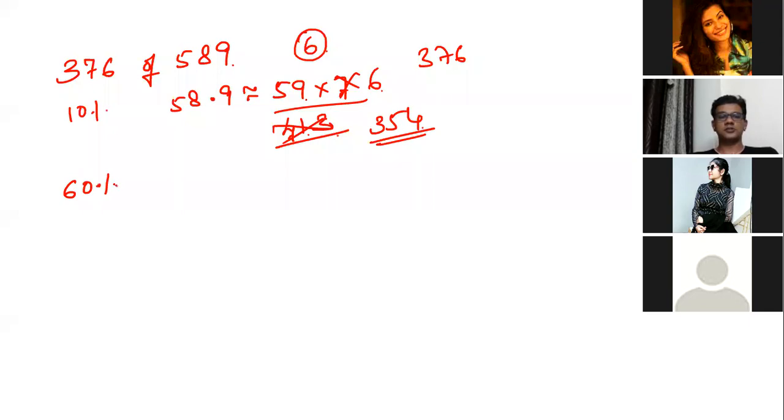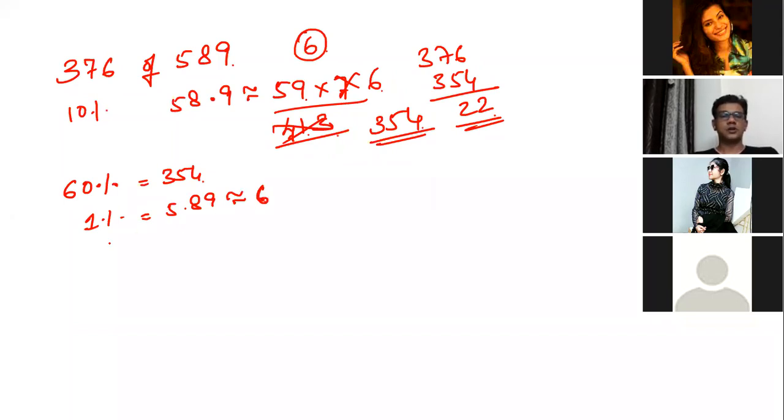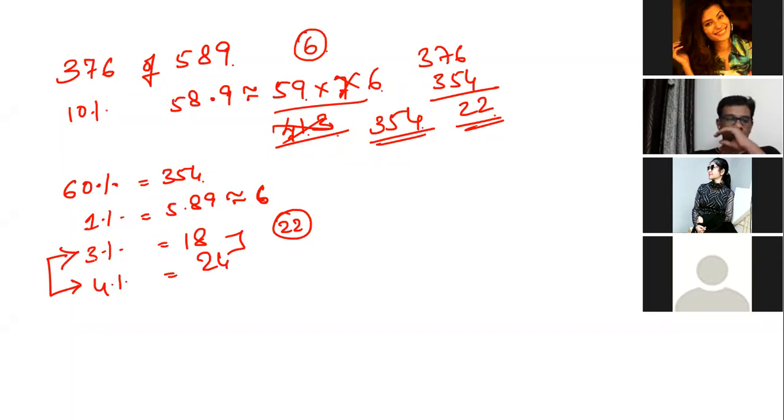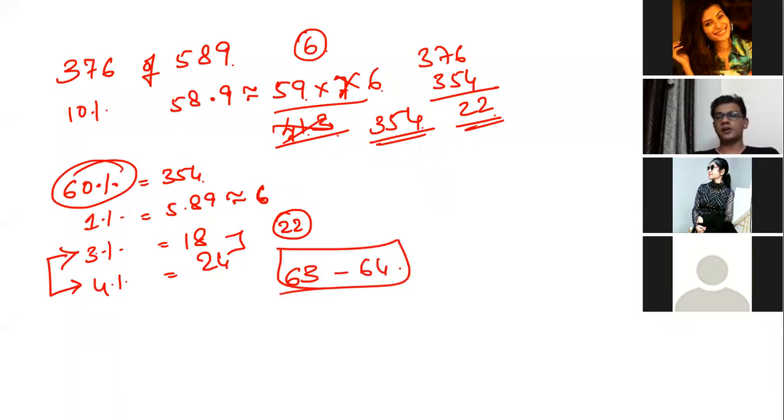So I have 60% and I have 354. How much do I need now? I need 22 more, right? What is 1%? 1% is 5.89, or let me say approximately 6. That is 1%. What would be 3%? 3% would be 18. What would be 4%? 4% would be 24. What are you searching for? 22, which means you want a value between 3 and 4. This 3 and 4 is being added to 60, which means you need a value between 63 and 64. So I search a value between this.